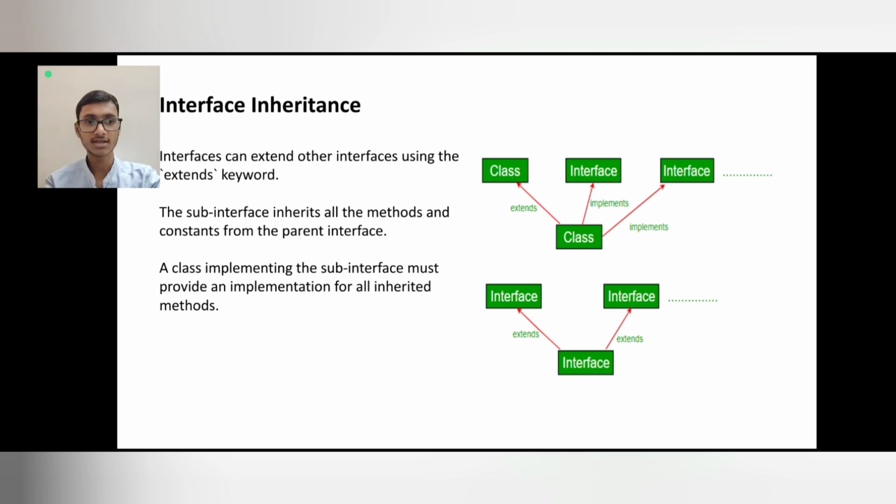Here you can see a simple example. A class extends another class. A class uses the implements keyword for an interface, and another class uses the implements keyword for another interface. And here you can see an interface can extend another interface using the extends keyword. So this is an example for interface inheritance.